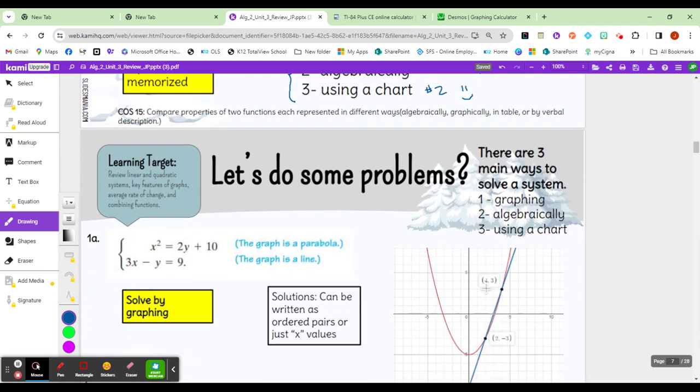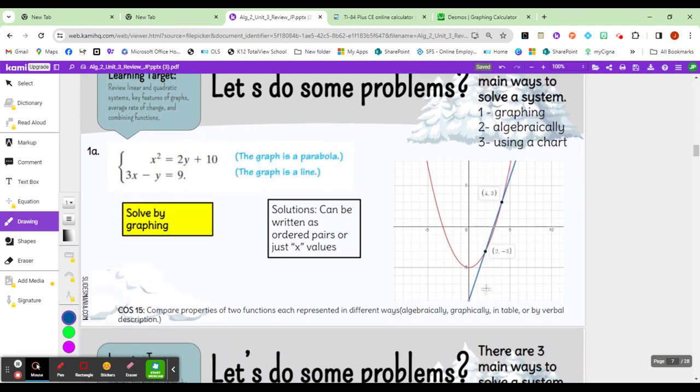So I've taken this problem and I've shown it to you by graphing. So these graphs have been put into Desmos. And here are the 2 points of intersections. So depending on what your directions say, if your directions only say solve, then they're only going to want the x values. So the x value of this point is 2, and the x value of this point is 4.